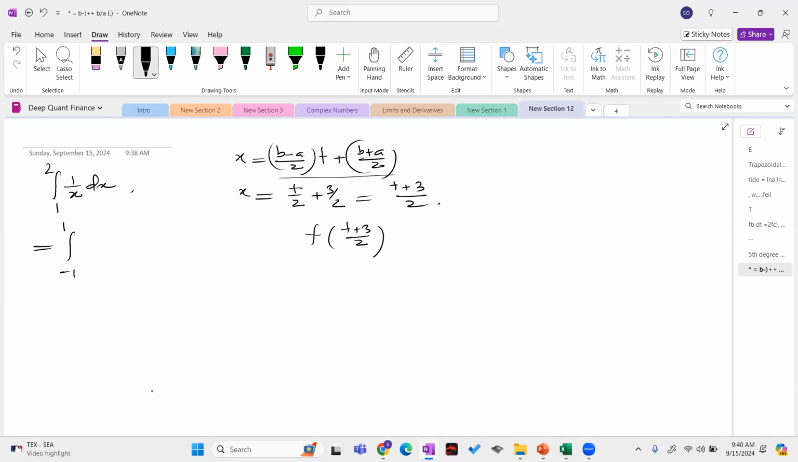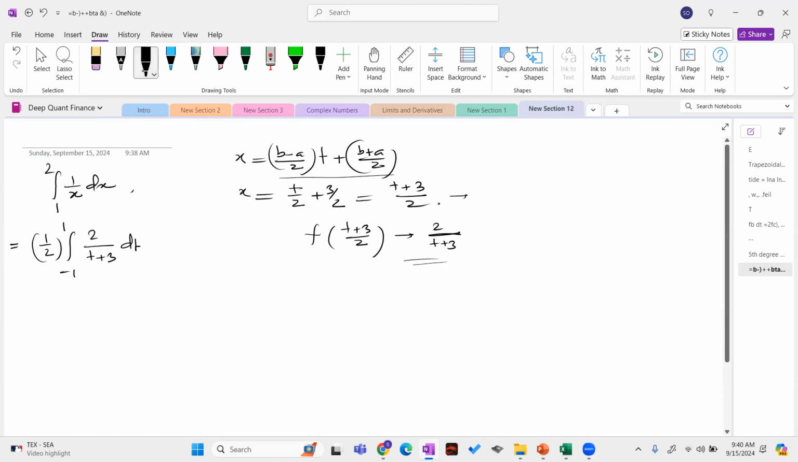But what is f of t plus 3 by 2? f of x is 1 by x. So what is f of t plus 3 by 2? It is 2 by t plus 3. Correct? So my new integral after the transformation is this. I missed something. The constant outside, remember? We have (b minus a) by 2 outside, which is half. After this substitution, x equal to t plus 3 by 2, this integral transforms to this one.